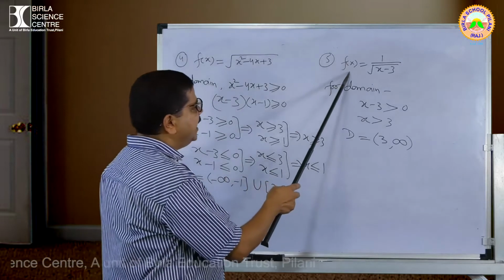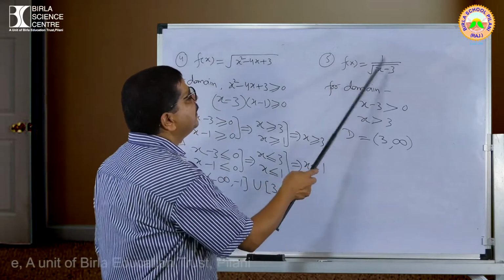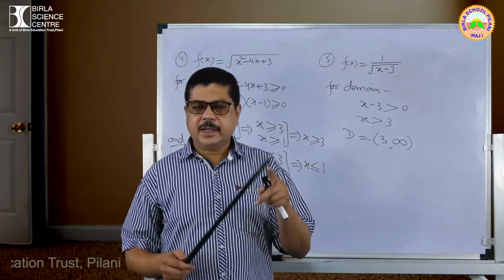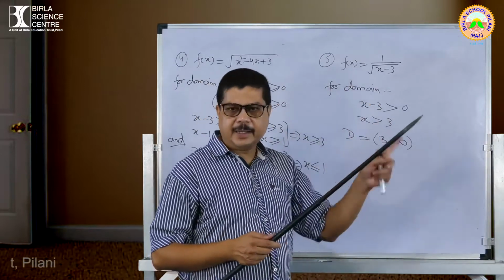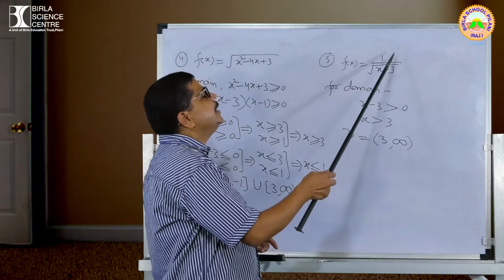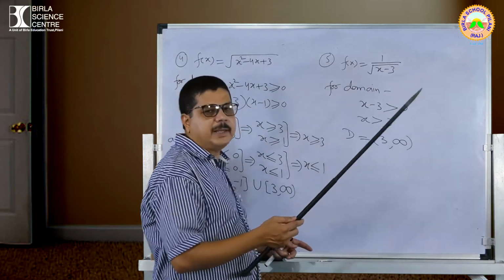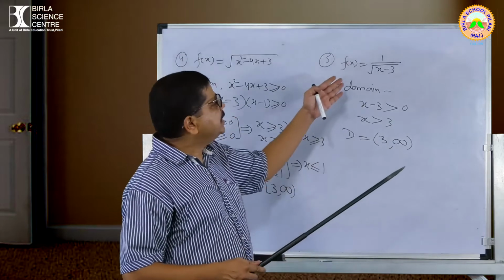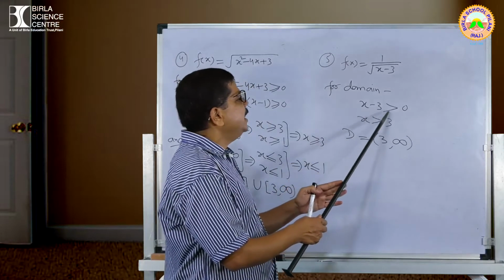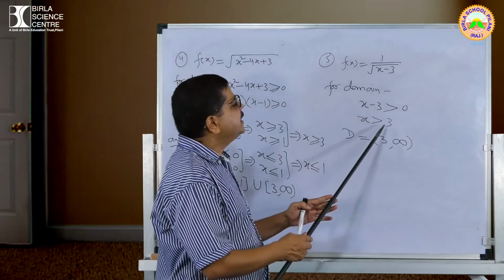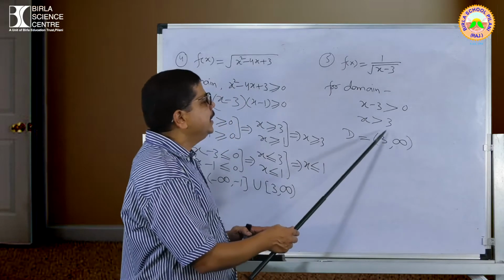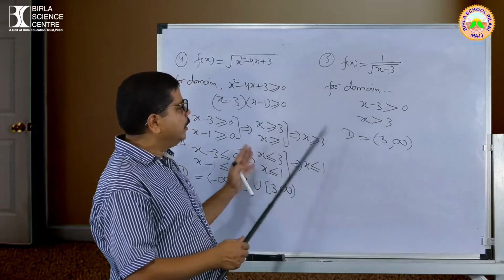Now for this one, f(x) equal to 1 upon under root of x minus 3. Inside the square root sign, we see that the term must be greater than 0. So x minus 3 greater than 0. If it were in the numerator, then we would have taken x minus 3 greater than equal to 0. But since it is in the denominator, it cannot be equal to 0. x minus 3 greater than 0 gives x greater than 3. So domain of this function becomes 3 to infinity open, means 3 is not included.